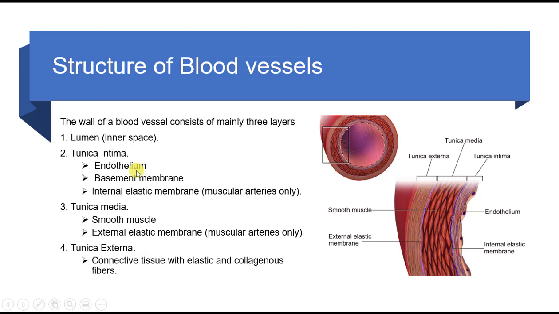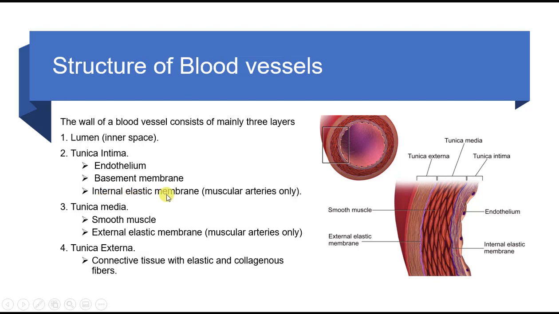So the endothelium is the innermost layer of the tunica intima, which is responsible for the exchange of different nutrients and oxygen and other substances from the vessel wall to the lumen, and it is supported by the basement membrane. If we talk about the internal elastic membrane, which is exclusive to muscular arteries only, and this I will talk about in a minute, this internal elastic membrane is responsible for the maintenance of the peripheral vascular resistance and also maintaining the blood pressure within the arteries.